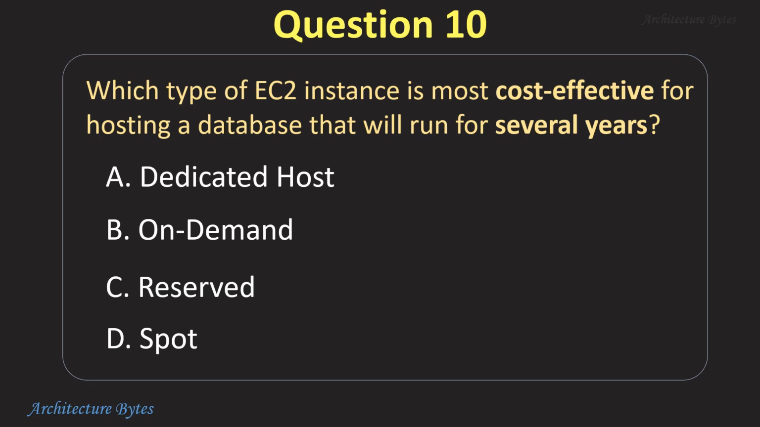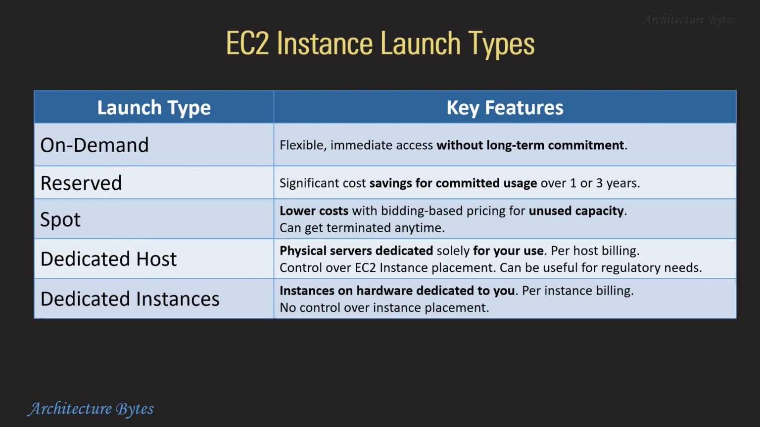Which type of EC2 instance is most cost-effective for hosting a database that will run for several years? Let's look at various EC2 instance launch types. On demand, available immediately without long-term commitment. Reserved, provides significant cost savings for committed usage. Spot, available at lower costs from unused capacity and can be terminated anytime. Dedicated host, physical servers dedicated solely for your use, and there is per host billing. Dedicated instances, instances on hardware dedicated to you. There is per instance billing.